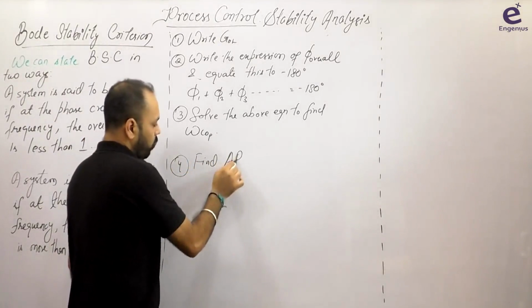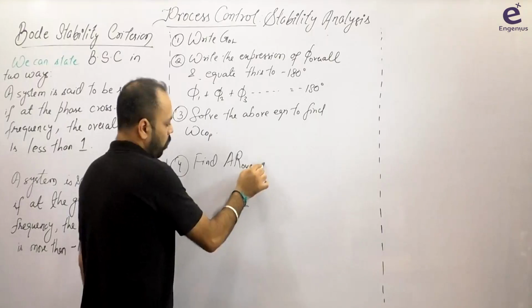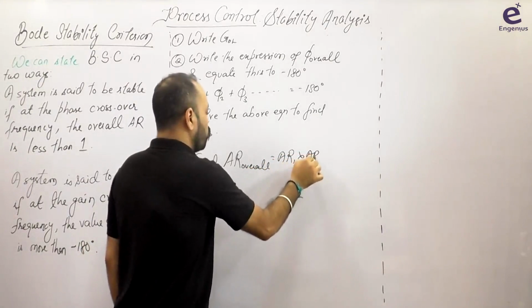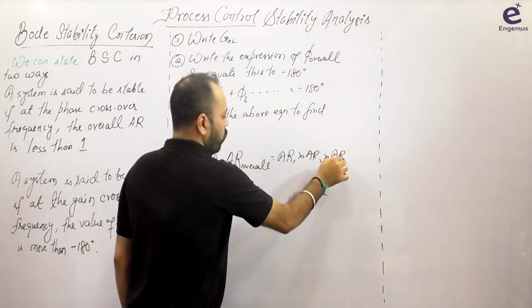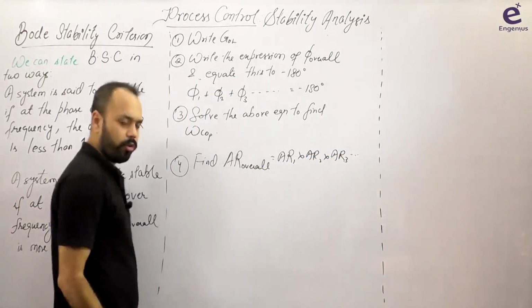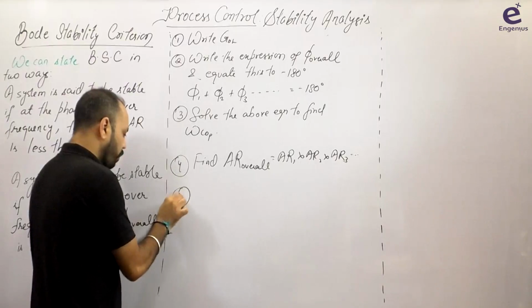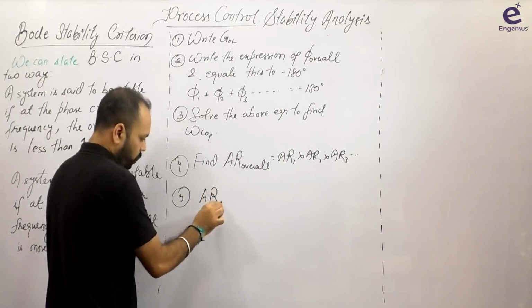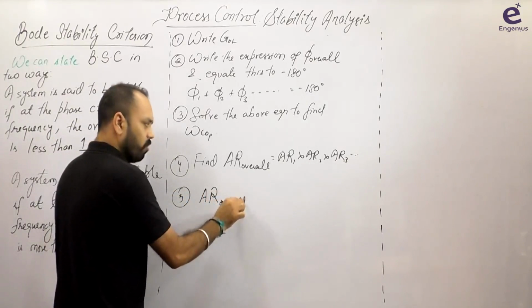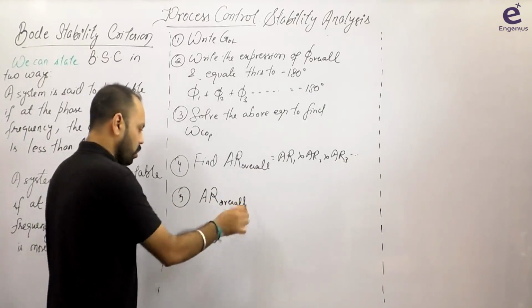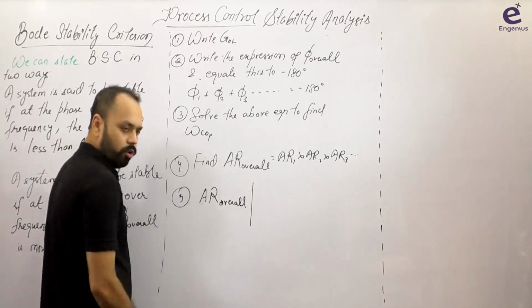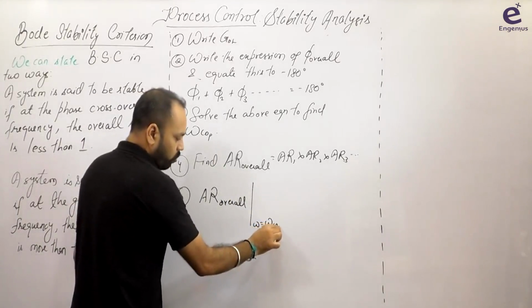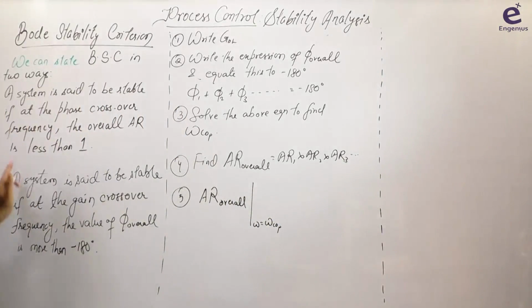You know how to find AR overall? AR overall is AR1, AR2, AR3 and so on. Fifth step, you have to calculate the value of AR overall. AR overall is also a function of omega. Always calculate the value of AR overall at the frequency omega equal to omega COP.